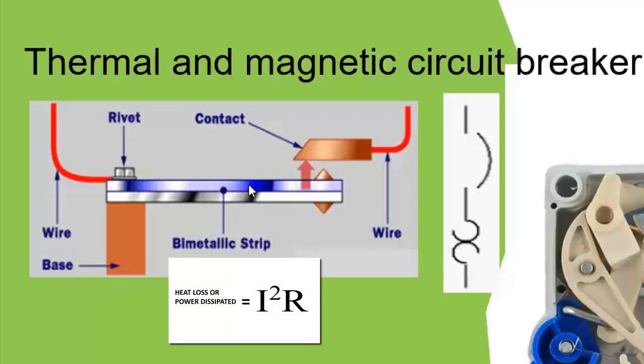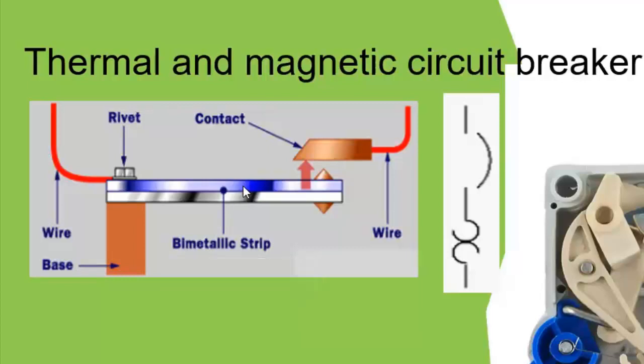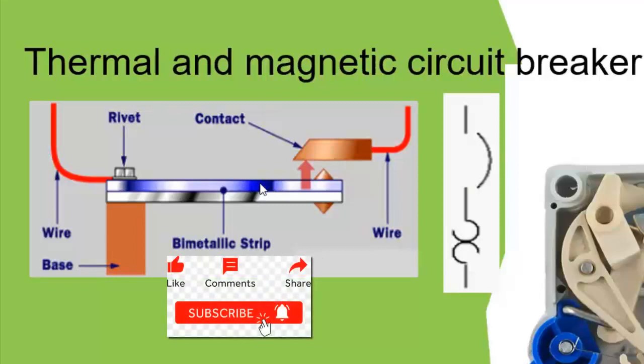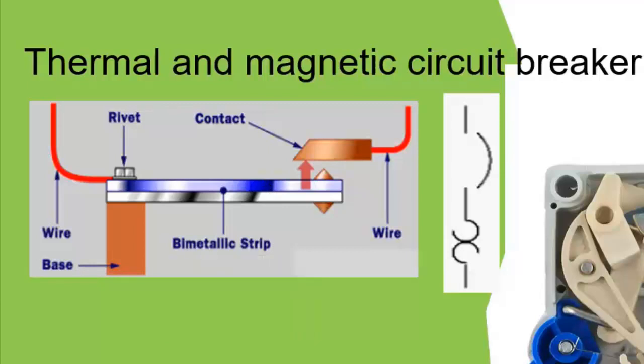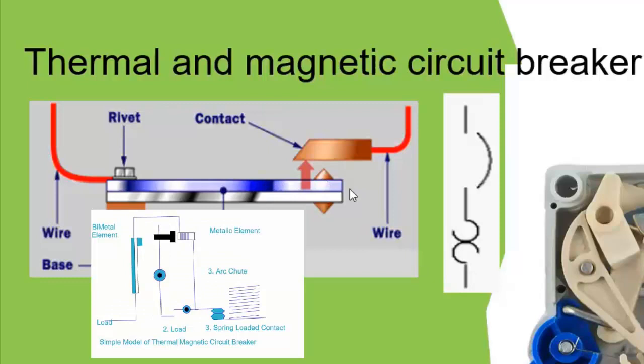So that I squared R effect starts heating up this strip. As you increase the load, the amount of current flowing through the circuit also increases. That will also increase the amount of heat dissipated on the bimetallic strip. Remember, both of them have different thermal rates of expansion. Are we getting it? We have just assumed that the one up has the higher rate of expansion, which means that the one up will expand faster than the one down.